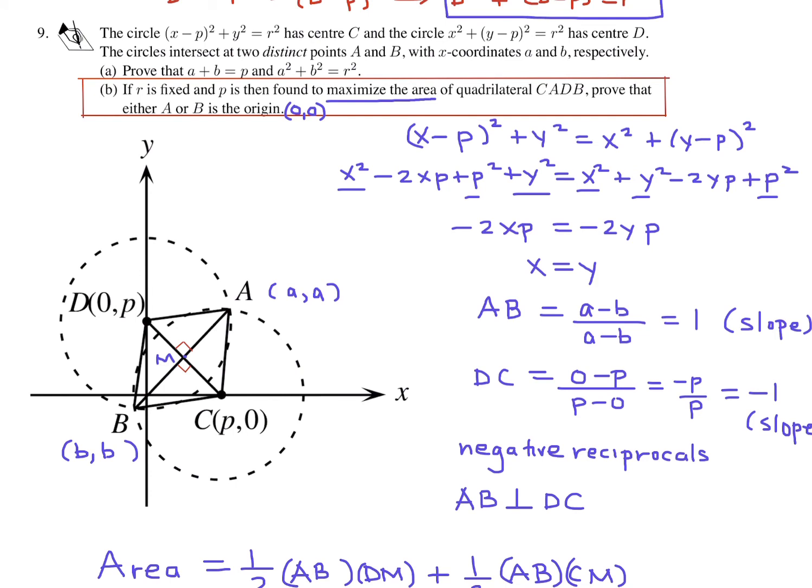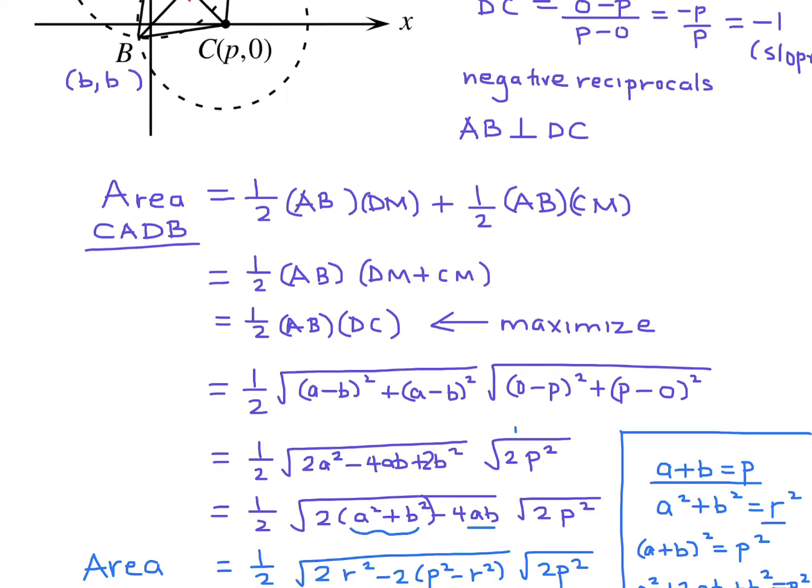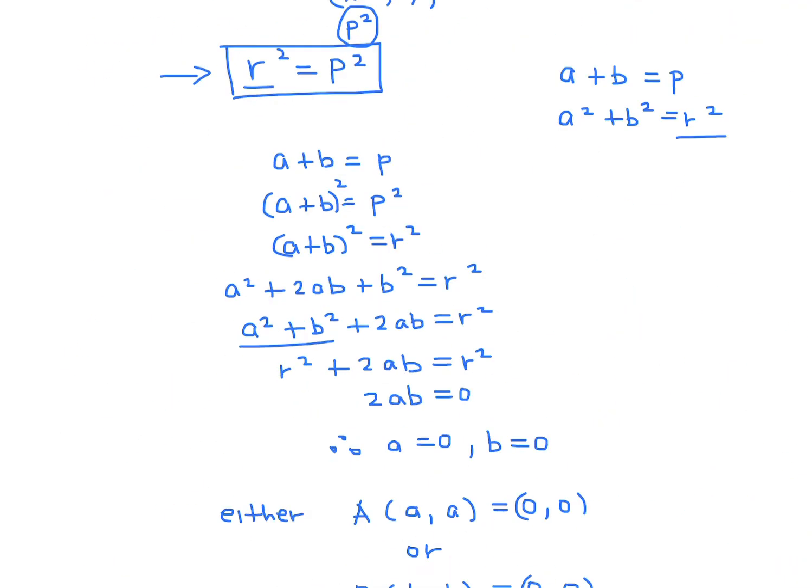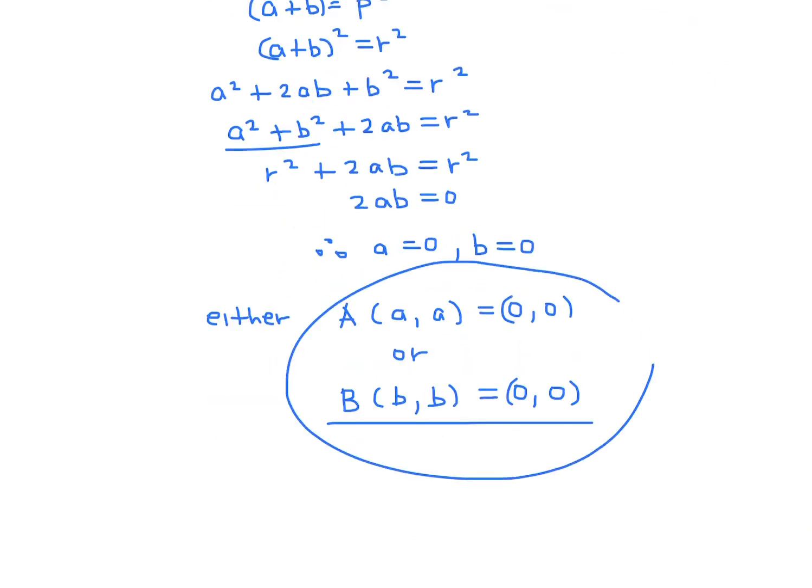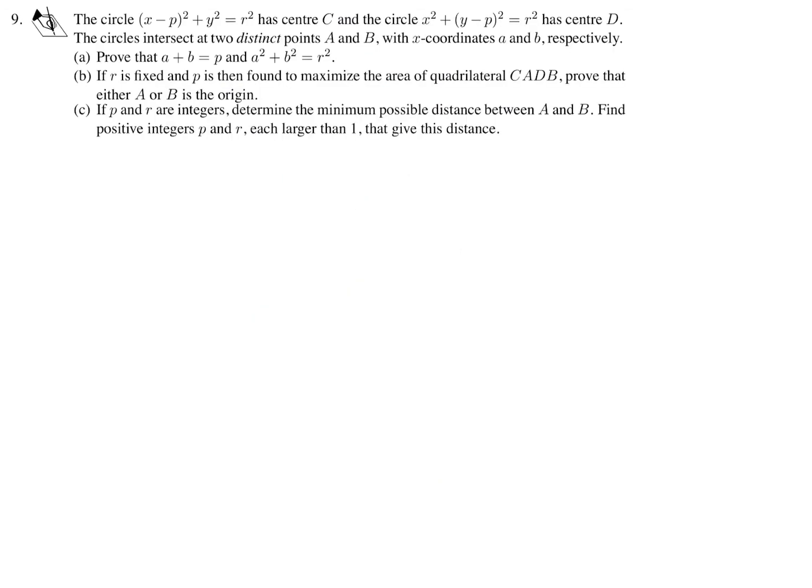If r is fixed and p is then found to maximize the area of quadrilateral CADB, prove that either A or B is the origin. And that's exactly what we showed with our big long proof here. Okay, so that takes care of 9b.